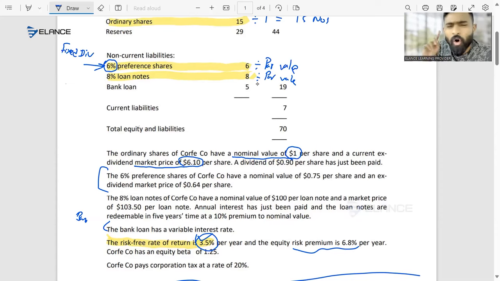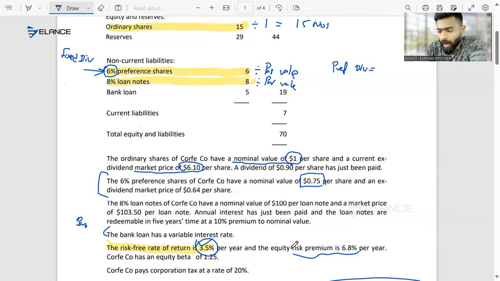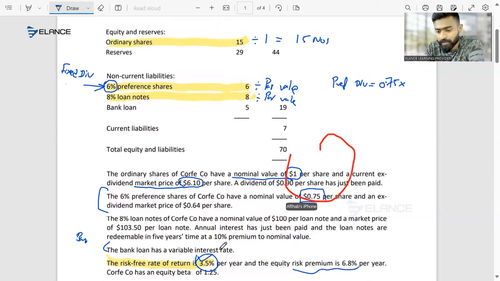Always listen carefully: the preference dividend should be calculated on their par value. The dividend of preference shares and the coupon interest of a debt instrument have to be calculated on their par value. So here, what's the par value of preference shares? The 6% preference shares of Corfe have a nominal value of 0.75. So the preference dividend per share is calculated on the par value of the share, 0.75. On this value, 6% they will get as preference dividend.